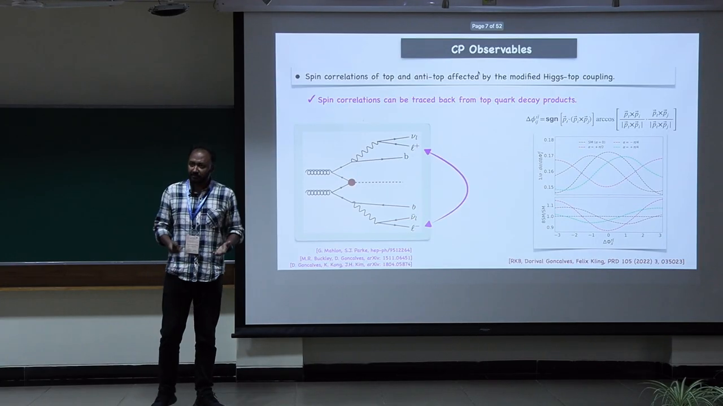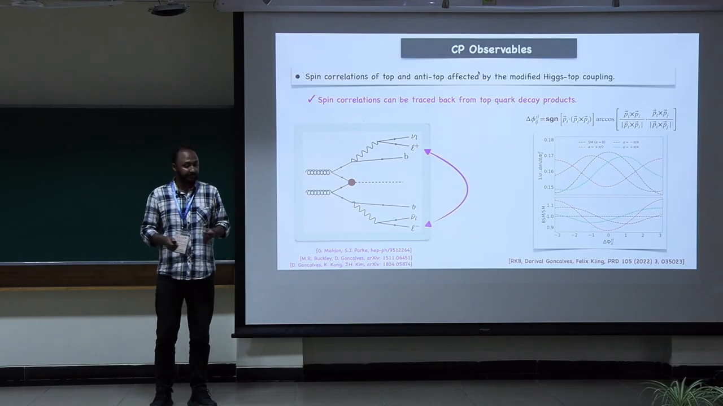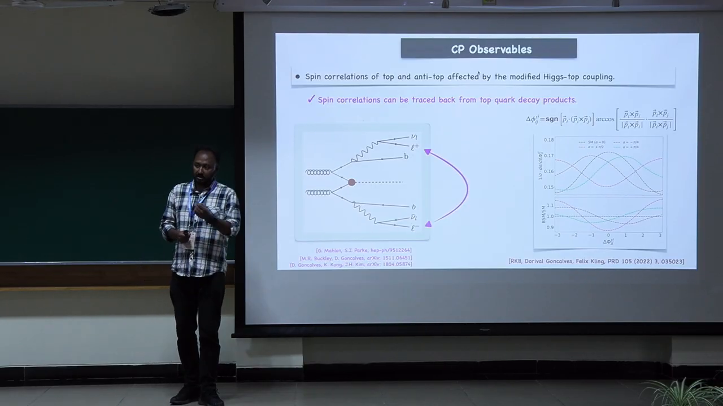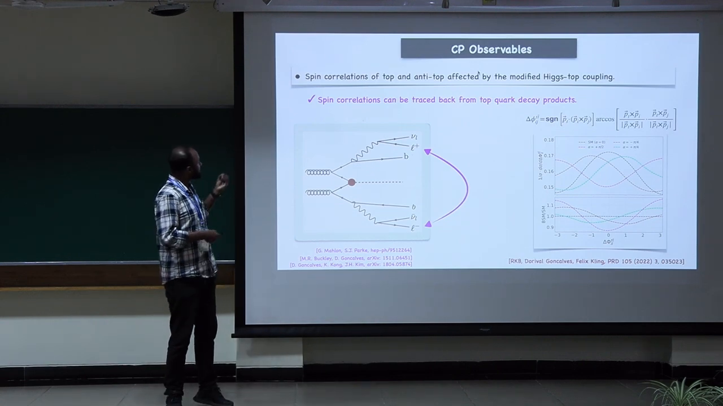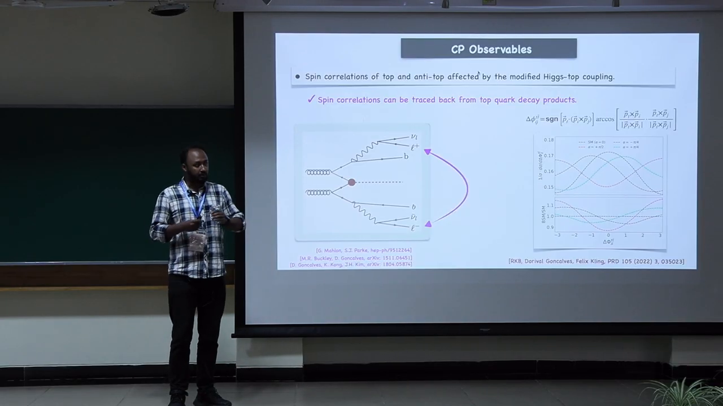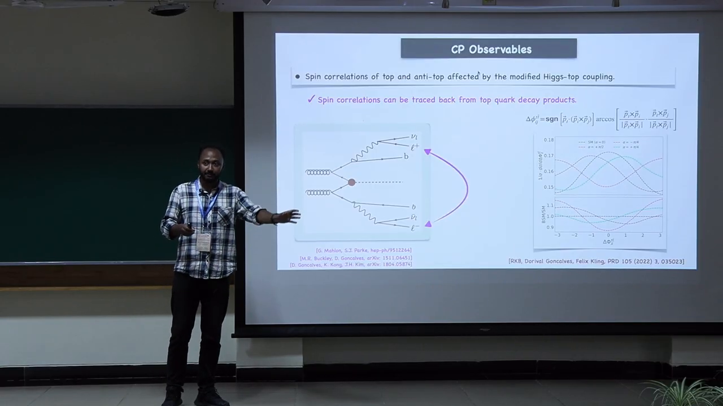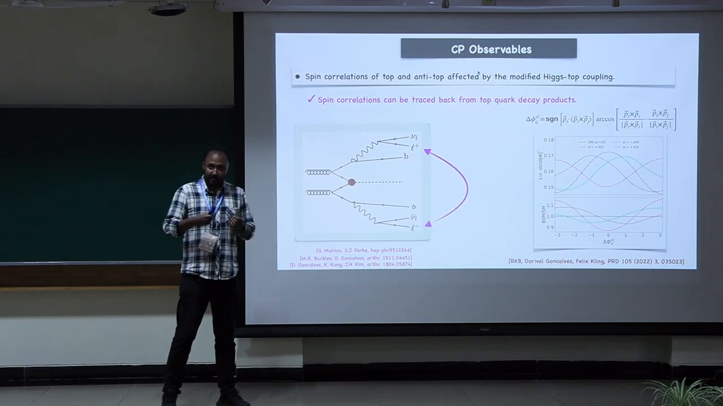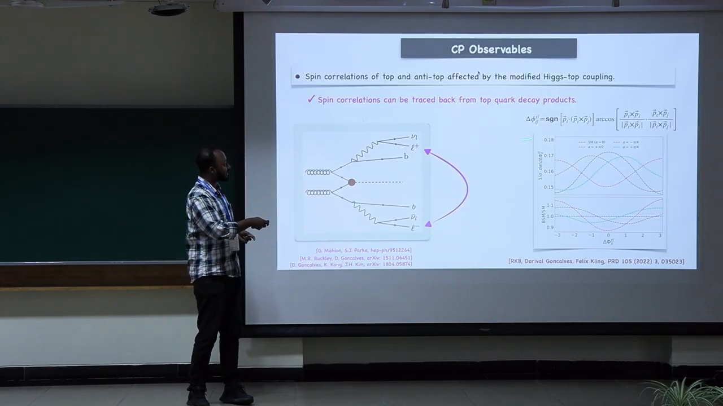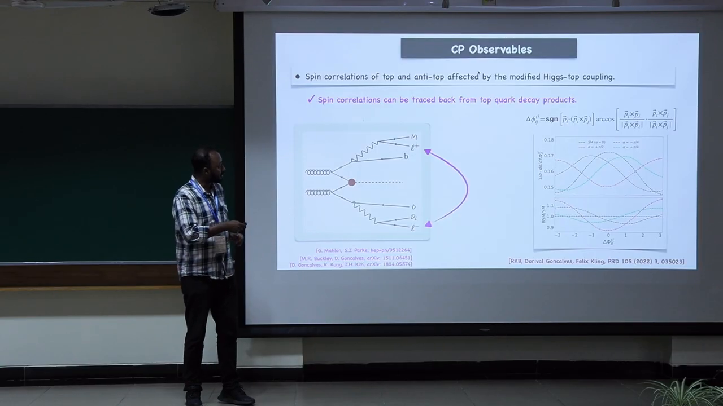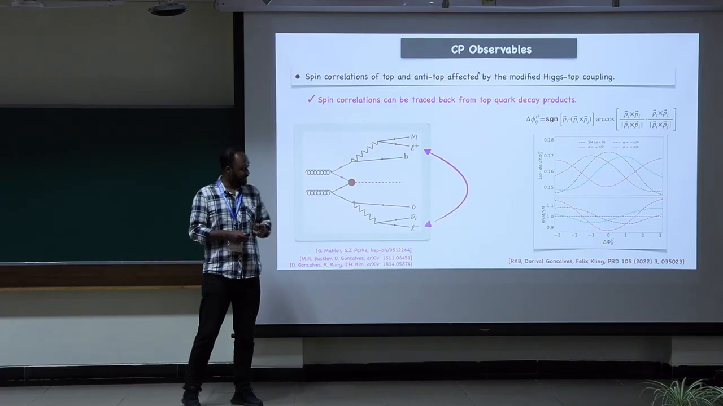Now, one can also define genuine CP sensitive observables which carry sensitivity to the sign of the CP phase. And this becomes possible due to the short lifetime of the top quark, which allows it to decay before its hadronization. Therefore, the spin correlations between the top and the anti-top, which in principle get modified due to the Higgs-top CP structure, can be traced back from the decay products of the top and the anti-top. And in the TT bar rest frame, one can then define these azimuthal angle differences between i and j, where i and j are the decay products of the top and the anti-top. And in these observables, we do see a sensitivity to the sign of the CP phase as well.